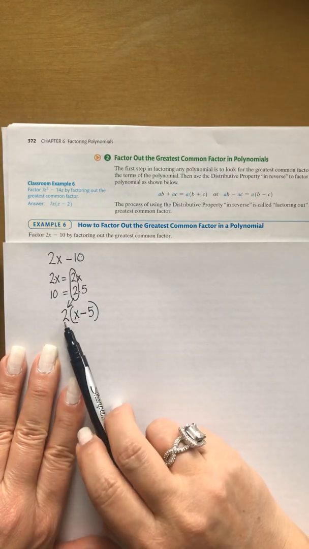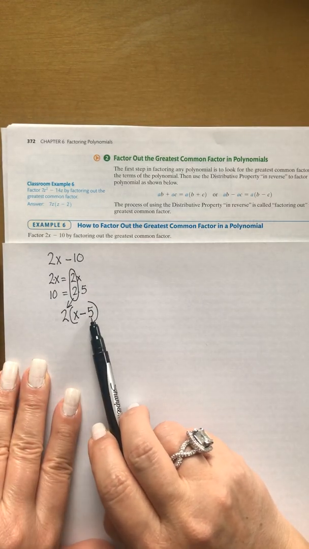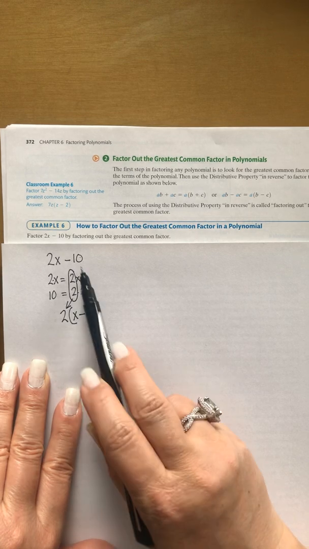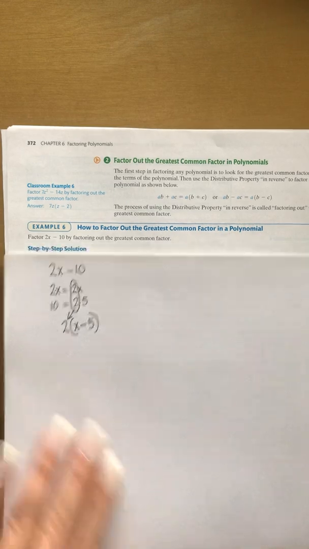So we have the GCF out, and then we have x minus 5. Now you could check this by using the distributive property. 2x minus 10 should get you back to that polynomial. Okay, let's try another one.